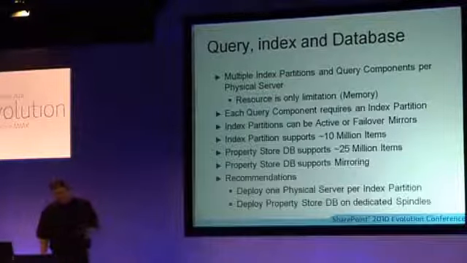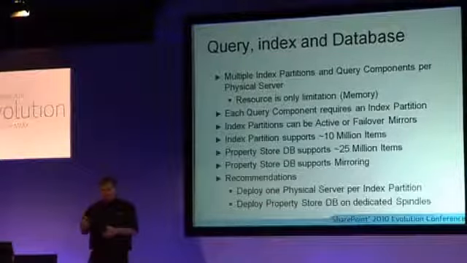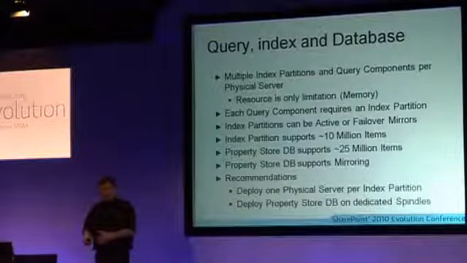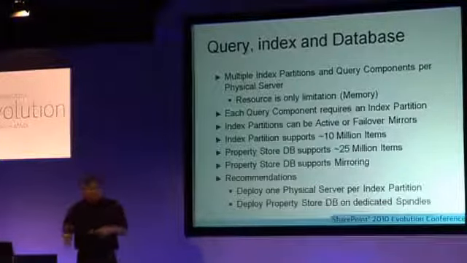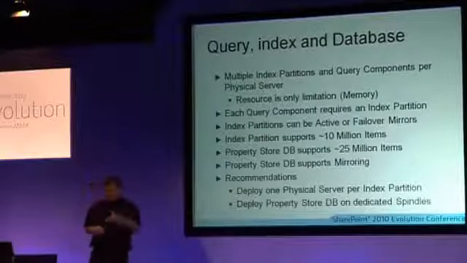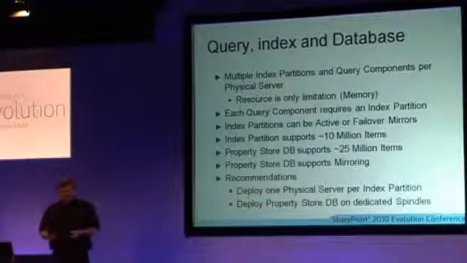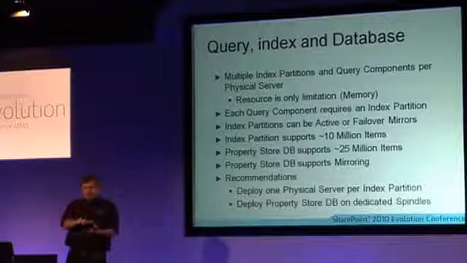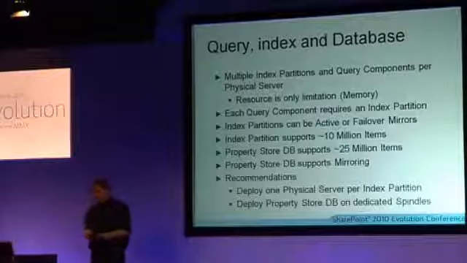So the whole thing, the way it works, we have multiple index partitions, multiple query components. Each query component holds a piece of the index. Okay, the smaller the piece of the index, the faster you can query it. The more query components you have with the same copy of that index, the faster you can get results back, because potentially one can be busy while one's not, and vice versa. Each one requires an index partition, which we saw in the diagram. We can have active or failover. Again, we saw that in the diagram. And we support about 10 million items and 25 million items per property database. So we saw the property database, index partition is associated to a property database, and we can have about 25 million items in there. And we support mirroring across the board.